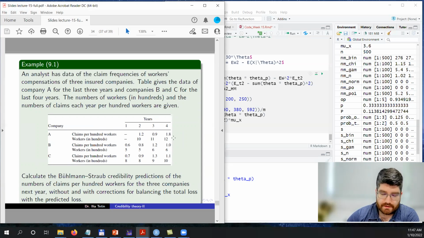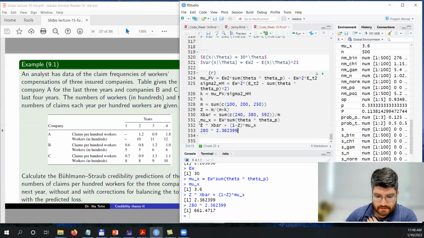This is the total exposure for the first company, 5, 5, 6, 6 for the second, and 8, 8, 9, 10. This is for the third. And we will have the total exposures overall. Then we have to calculate the exposure weighted means of the claim frequency of these companies. That means, to calculate the mean, we will need to multiply 10 by 1.2, 11 by 0.9, 12 by 1.8, and so on. And this will be the exposure weighted means.